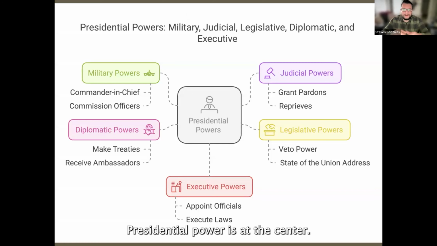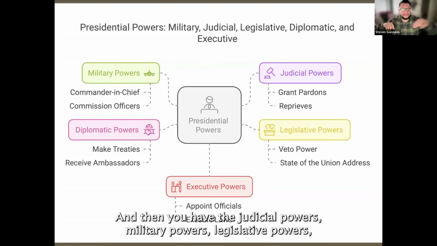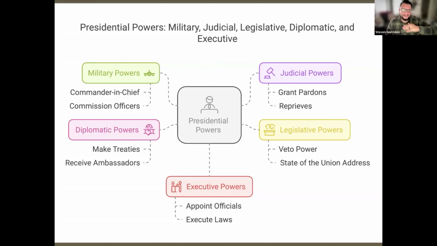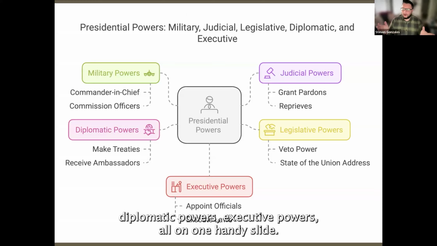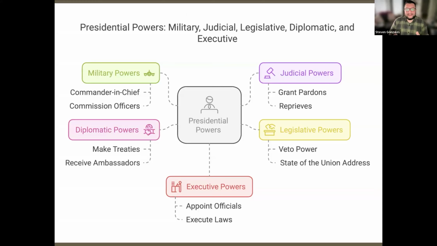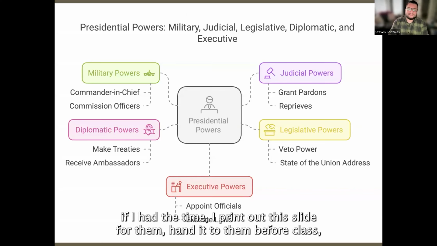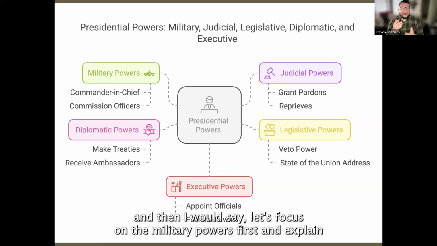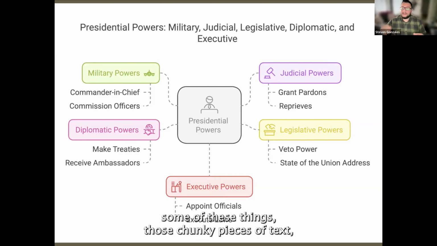Presidential powers at the center, and then you have the judicial powers, military powers, legislative powers, diplomatic powers, executive powers, all on one handy slide. And if I were in a class setting, if I had the time, I'd print out this slide for them, hand it to them before class. And then I would say, let's focus on the military powers first and explain some of these things.